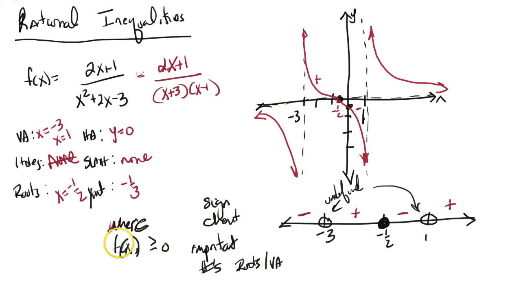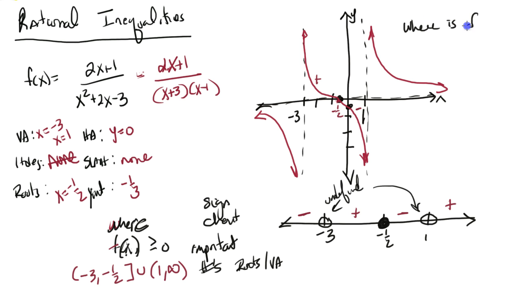So when they ask where f of x is greater than or equal to 0, I'm looking for the positive numbers. From negative 3 to negative a half, open on negative 3, closed on negative a half, and also from 1 up, which is 1 to infinity. But 1 is undefined, since that's a vertical, so it's open at 1, open at infinity.